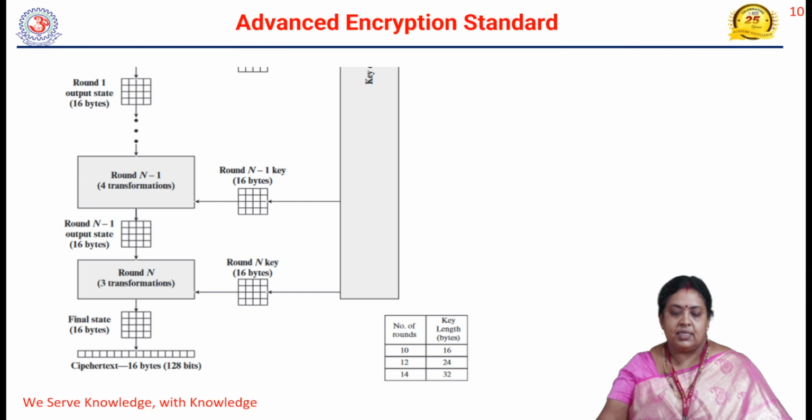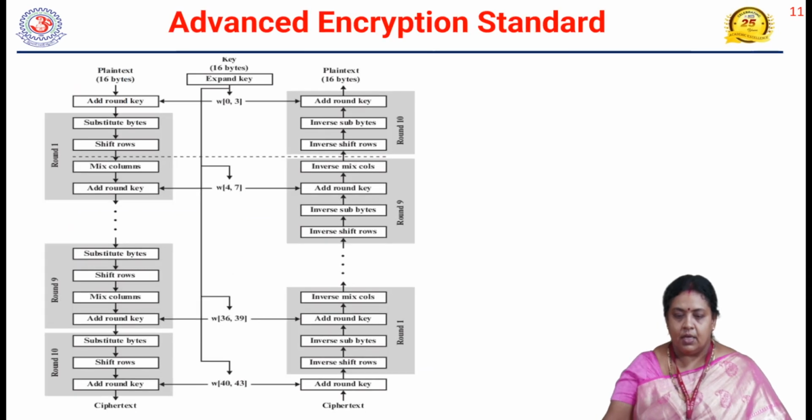Okay, that's the flow of the algorithm. That is the flow of the AES structure, and this we already discussed. So what happens is we are going to give the plain text of 128 bits to the add round key.